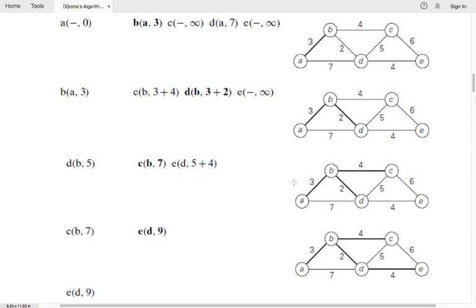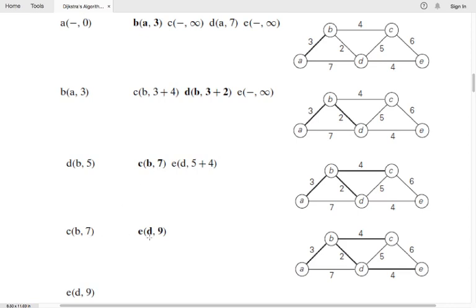Now to E. So D to E, there is a path. So what's the previous value? 5. 5 plus 4, 9. But the previous value is infinity. So 9 is better than infinity. So I'll update here. So between 7 and 9, which is less? 7. So C, B, comma 7 is chosen.